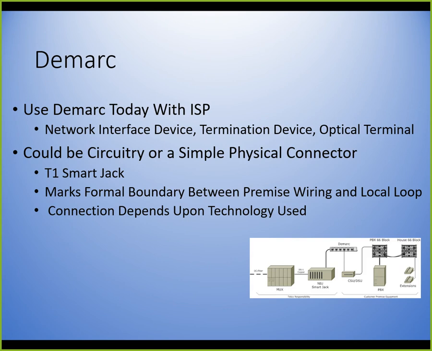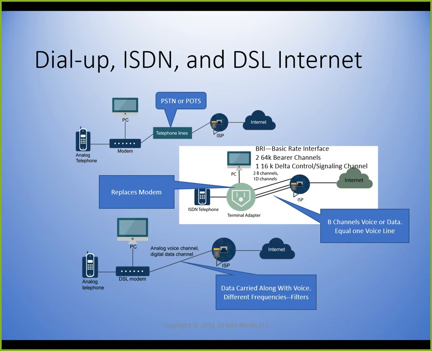The network interface device, termination device, or the optical terminal are going to be the demarc themselves. A formal boundary between the premises wiring, us, and the local loop, sometimes called the last mile coming in or first mile going out. It depends on your perspective as to which it is, but the local loop is the last bit of wiring that comes into our system. And what the connection is depends upon the technology that we're using.